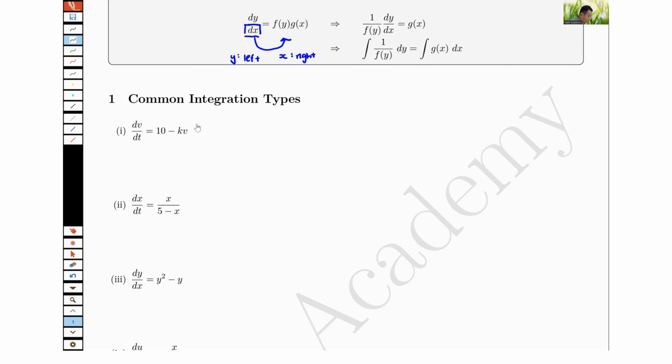Okay, so let's start with the very first one here. I want to show you 5 different common ones that you will see in this chapter. This is in addition to your integration techniques. These are the ones that we usually use in this chapter.